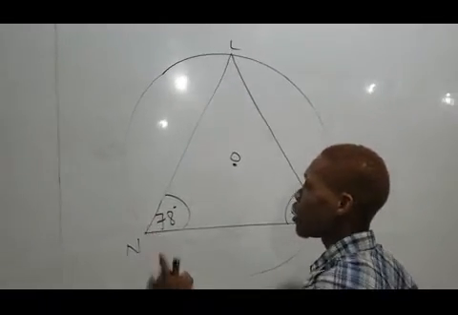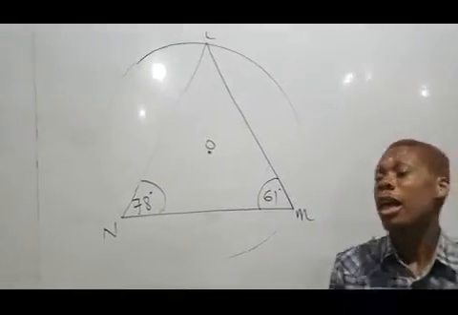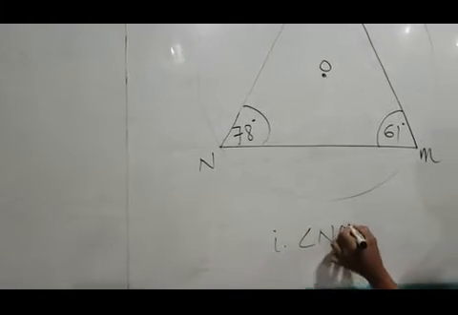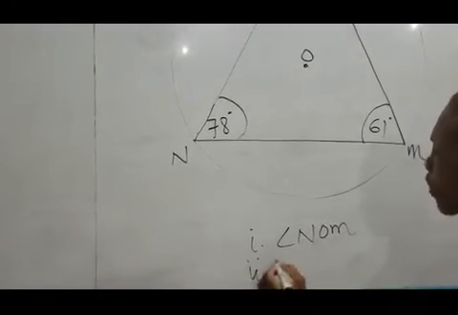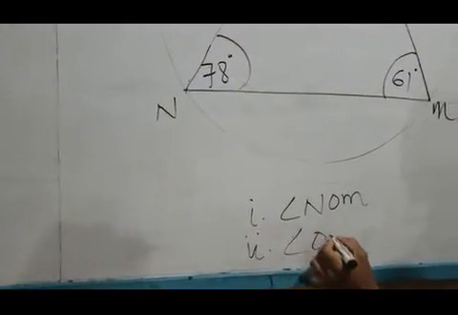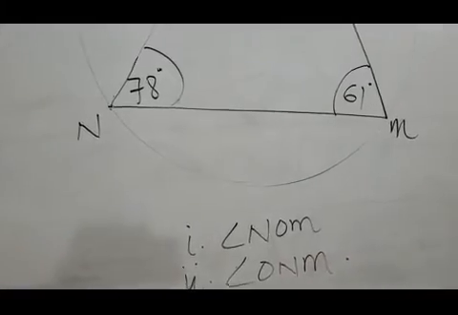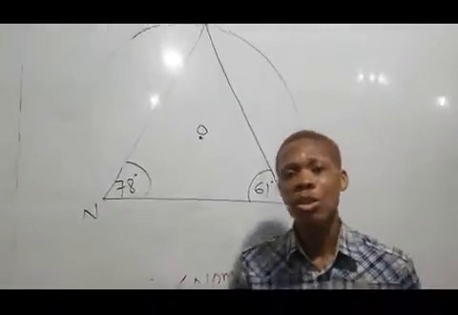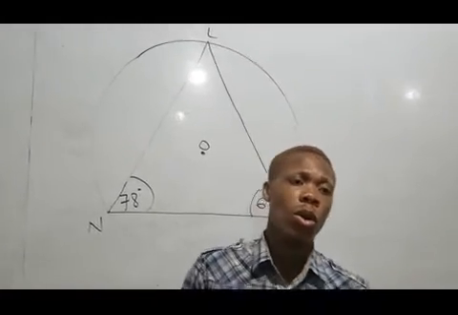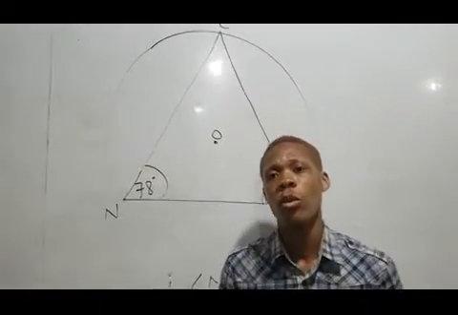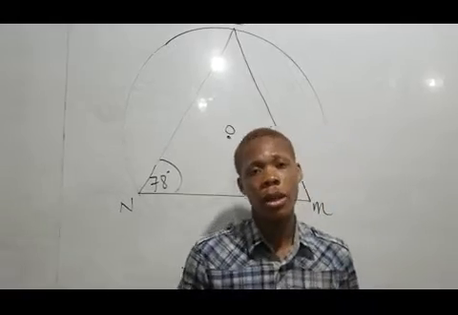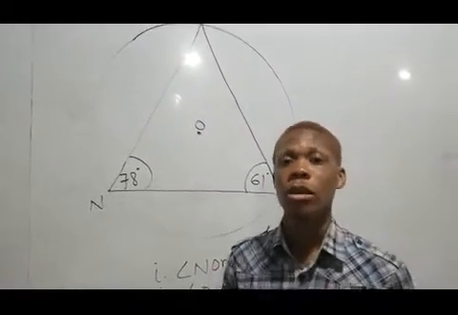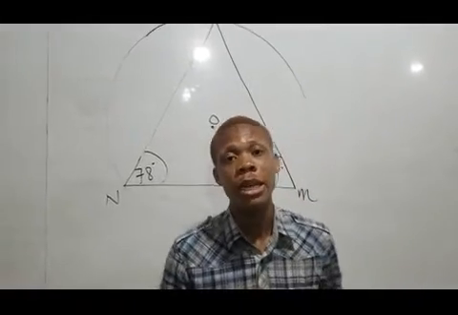So during our last section, I gave you a question like this, and I asked you to determine the size of angle NOM, and the size of the angle ONM. I also explained to you that circle theorem always goes in connection with plane geometry. All the plane geometry theorems that you were taught in class are applicable over here, so you should always have them at the back of your mind.